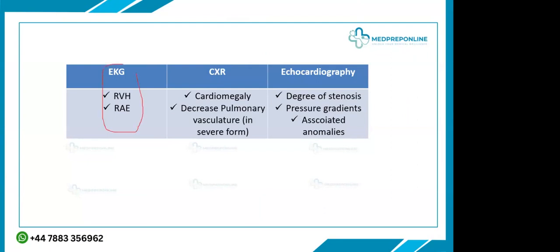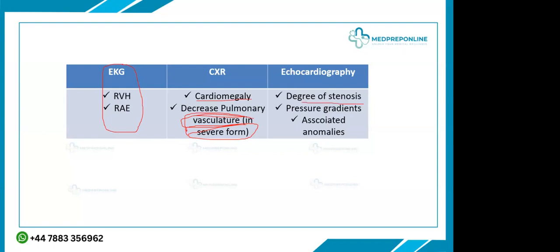And there will be right ventricular hypertrophy, right atrial enlargement, cardiomegaly, and decreased pulmonary vasculature in the severe form. There is such severe obstruction that practically no blood goes to the pulmonary artery and from there to the lungs, which leads to this decreased pulmonary vasculature.